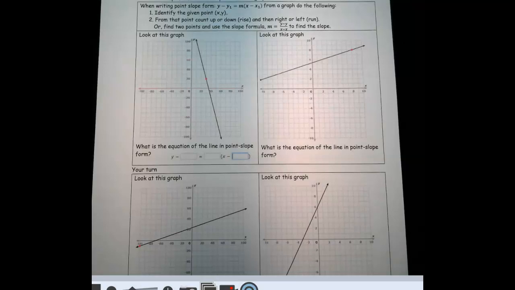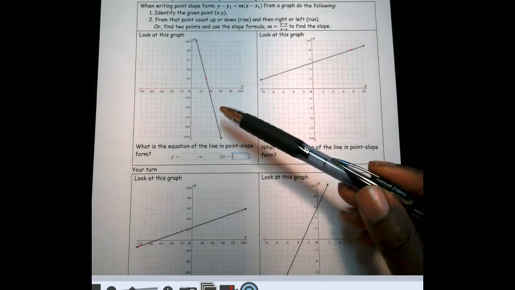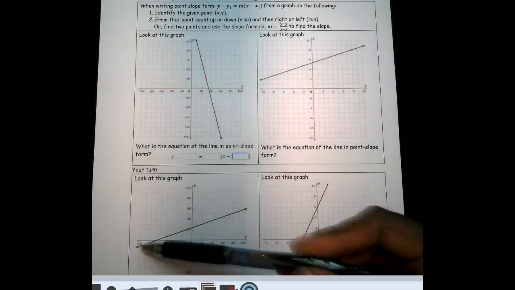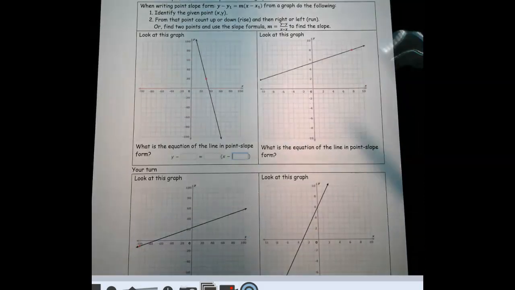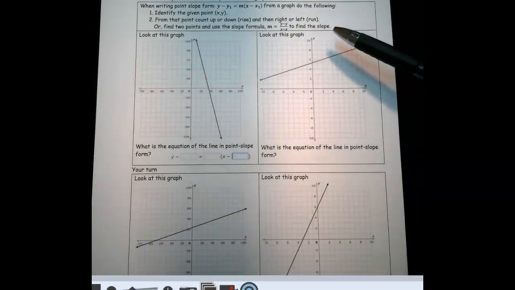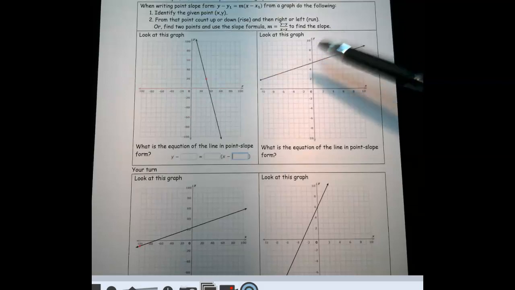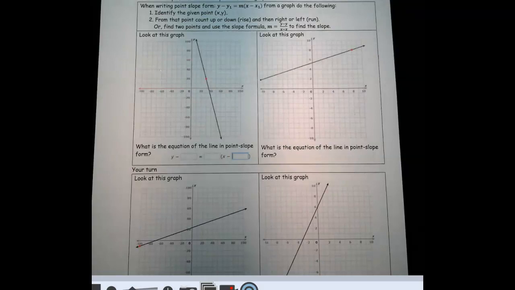Now, if they don't give a point, then you could just pick your own point. But here in this particular session, we're looking at the red dots. Okay, these are the given points. Secondly, from that, we're going to do exactly what we did before. We're either going to count up or down, which is our rise, or left or right, which is our run, or we can find 2 points and use the slope formula to find the slope.